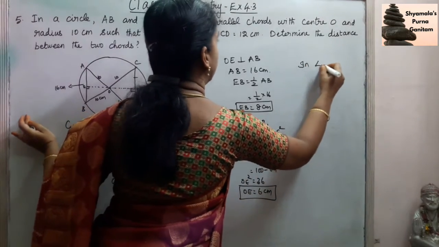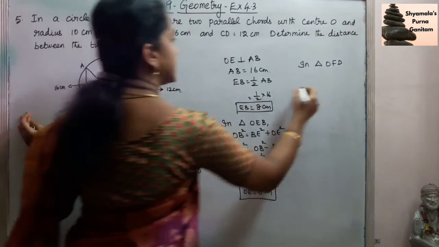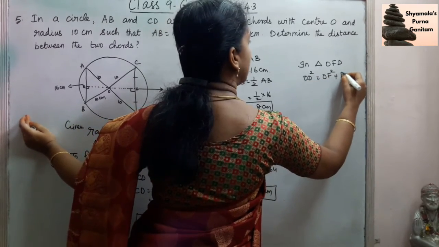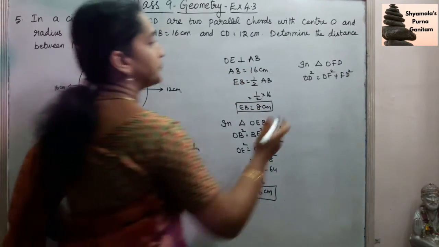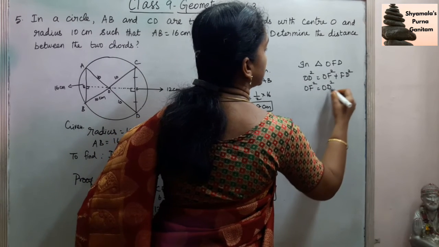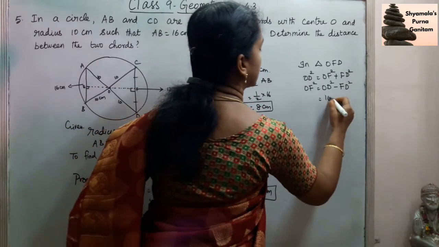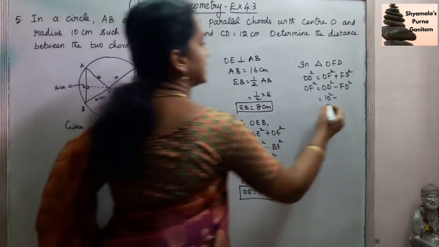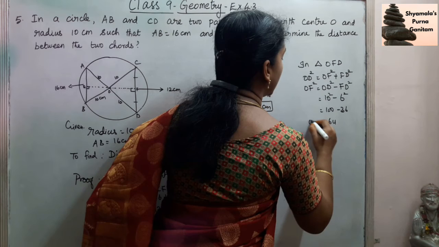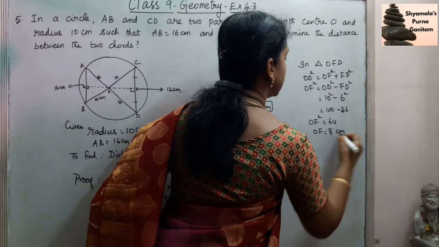In triangle OFD, OD squared is equal to OF squared plus FD squared. We have to find only OF squared, so OD squared minus FD squared. The length of OD is given as 10, squared, minus DF which is 6, squared. So that is 100 minus 36, that is equal to 64. OF squared is equal to 64, so OF is equal to 8 centimeter.